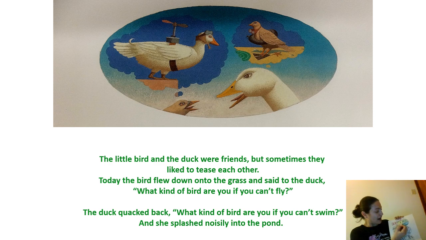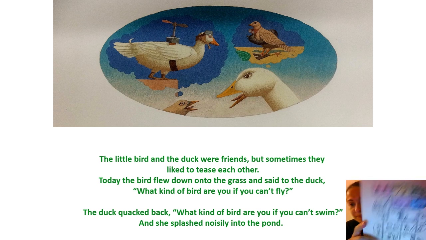It's going to be number four. And that's number five. So the bird and the duck are having this argument, right? And the bird's like, "Na na na na na, you can't fly." And the duck is like, "Whatever, man, you can't swim." So they're just teasing each other. They're going back and forth, back and forth. That's numbers four and five.